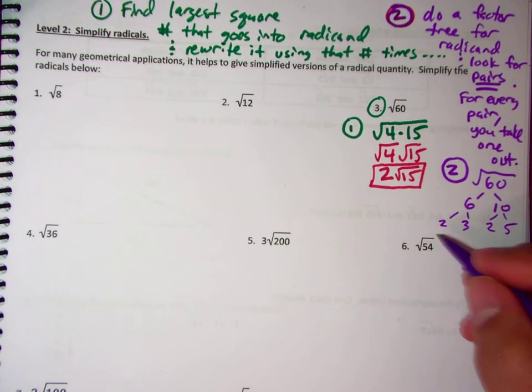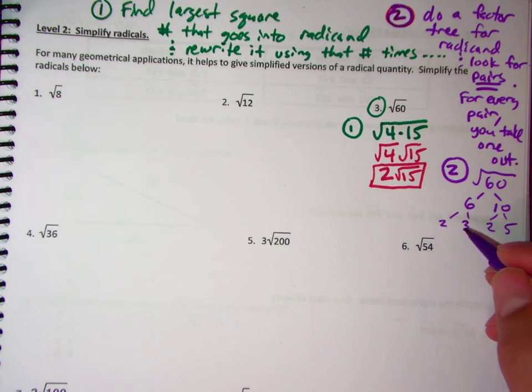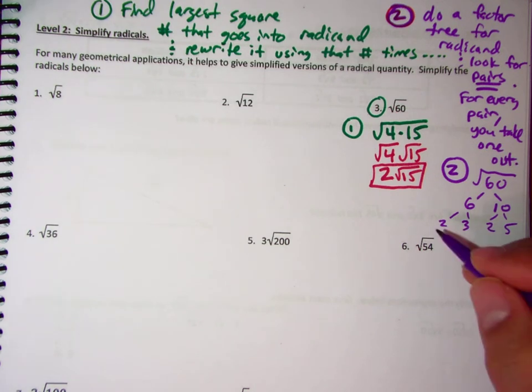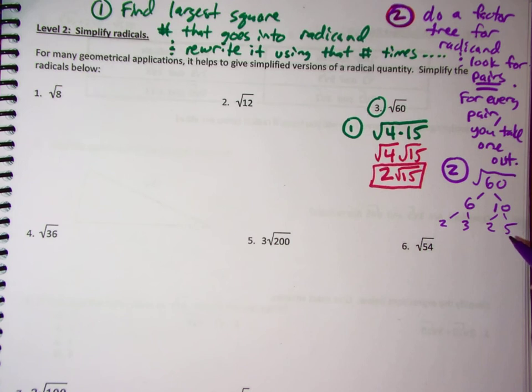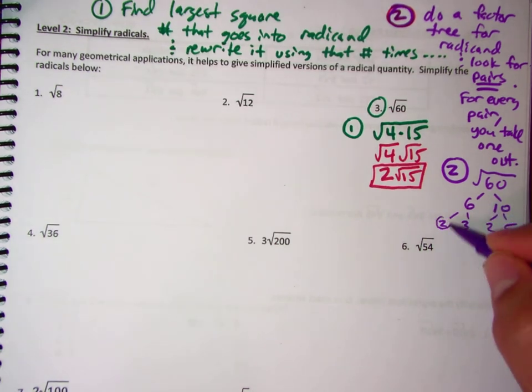Okay, now 2 doesn't go any further because the only things that multiply to 2 are 1 and itself. Same with 3. 3 can only be rewritten as 1 times 3. Same with the 5 over here. So once you get it down to this level where there's no more reducing that you can do, I kind of circle all my factors. So I have a 2, a 3, a 2, and a 5.